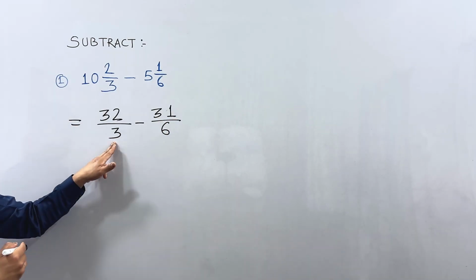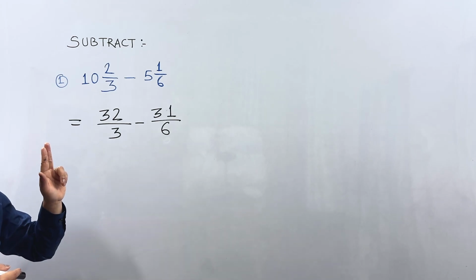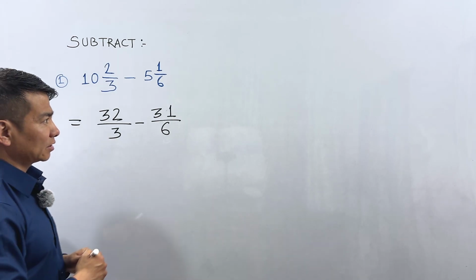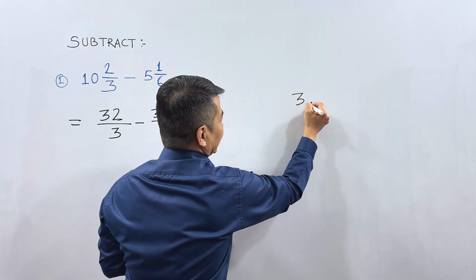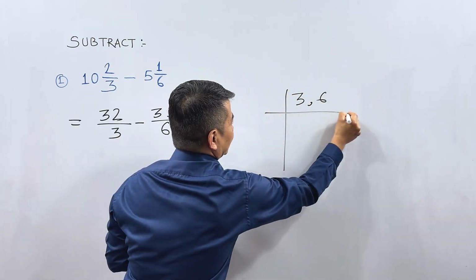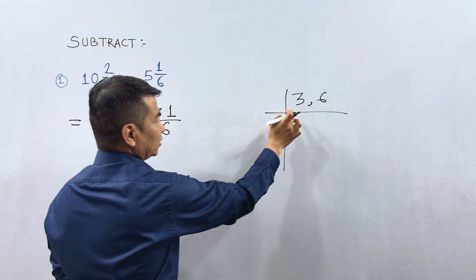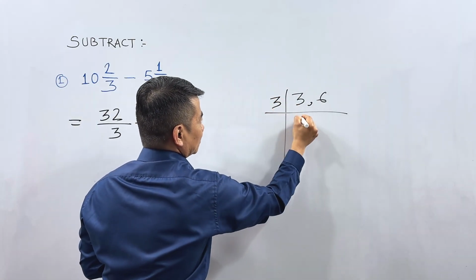Next, we look at the denominators. If the denominators are different, then we find the LCM of the denominators. To find the LCM, we divide both the numbers by a prime factor. So here 3 and 6 can be divided by 3.